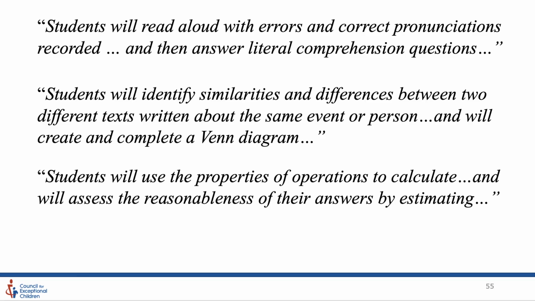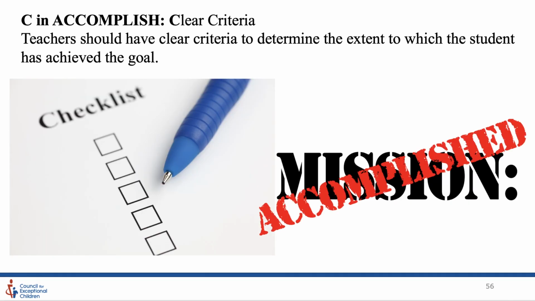Students will identify similarities and differences between different texts written about the same event or person and create and complete a Venn diagram. Students will use properties of operations to calculate and will assess the reasonableness of their answers by estimating. So in each, exactly what the student is going to do is very clearly specified, and that's what this is all about. The second C is the clear criteria. So you should know clearly the extent to which the student achieved the goal.